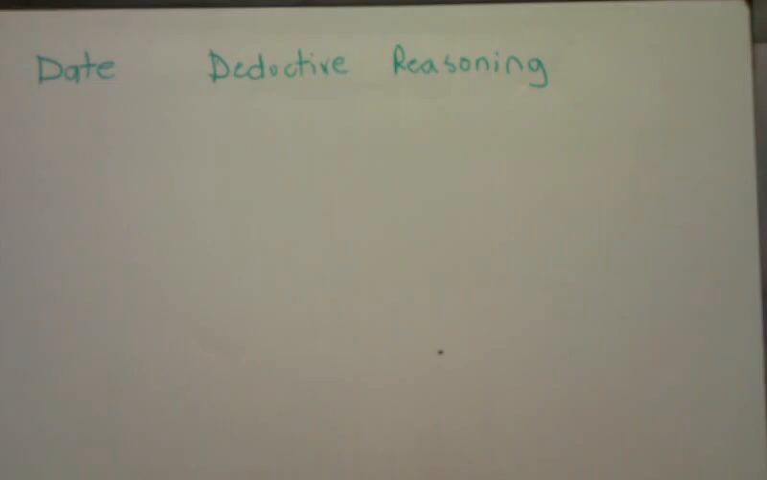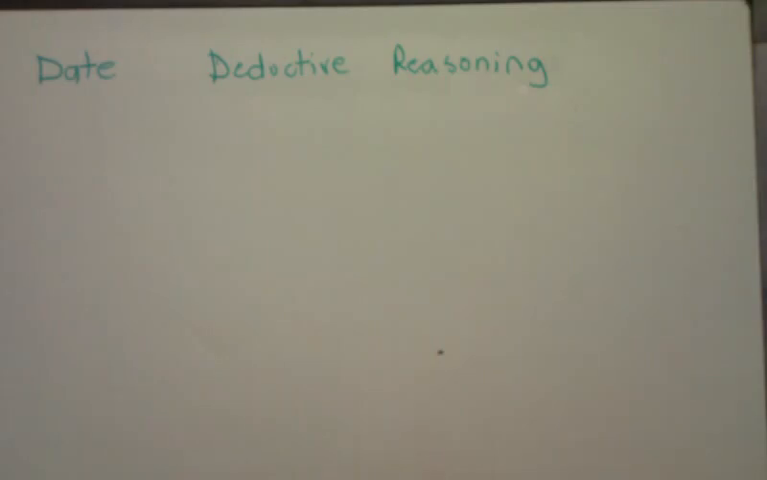Alright, here we go. If a bug has 6 legs and a 3-part body, it is an insect. My pet Wiggly has 6 legs and a 3-part body. Conclusion: Wiggly is an insect. Okay, that's true.